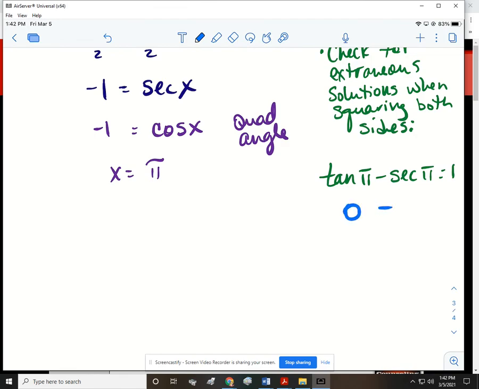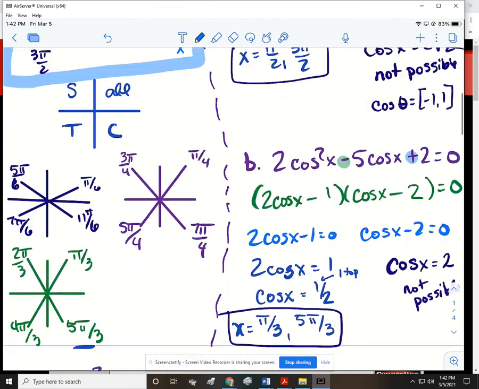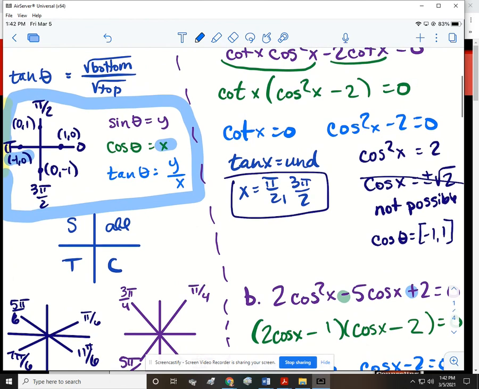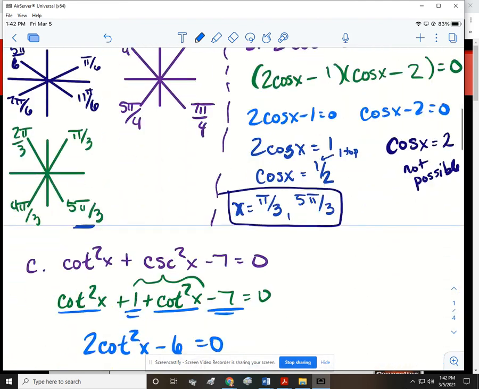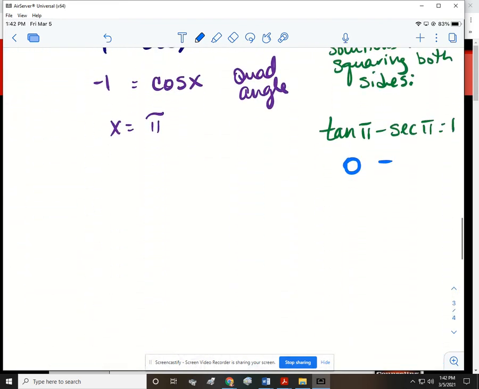And then minus. So secant is going to be the reciprocal of cosine. So for cosine of pi, you're just going to do the x coordinate. And so the reciprocal of -1 is -1. And that checks out. So pi is a perfectly good answer.